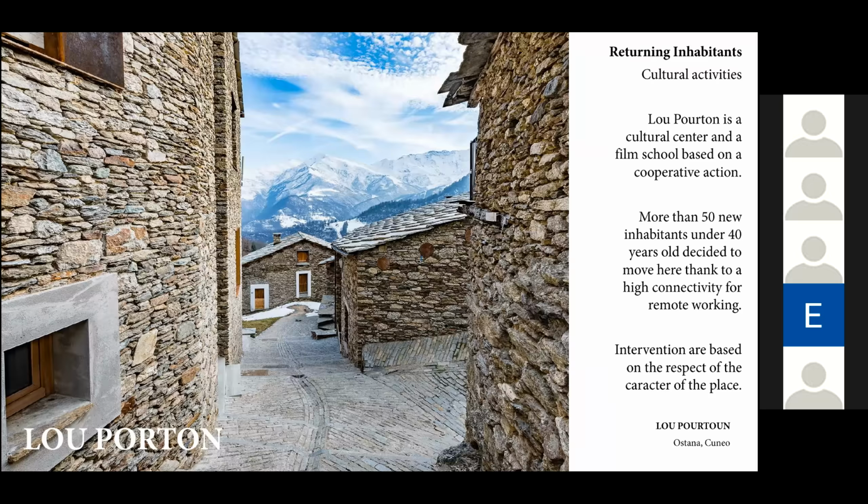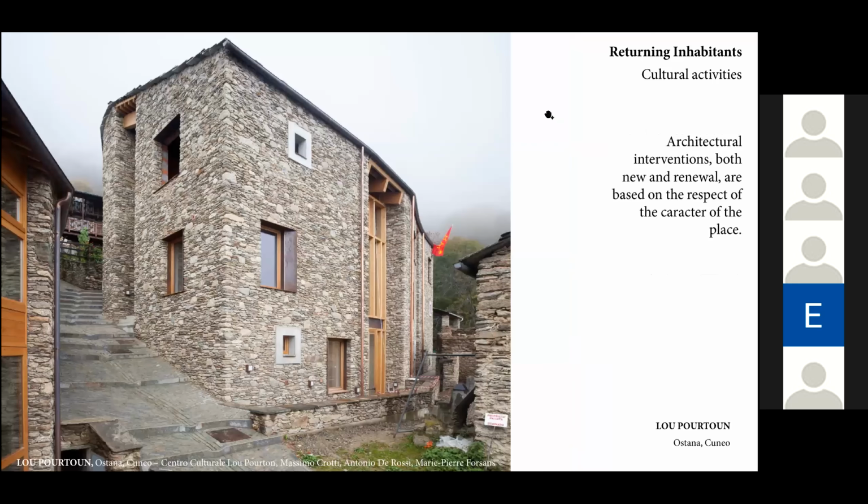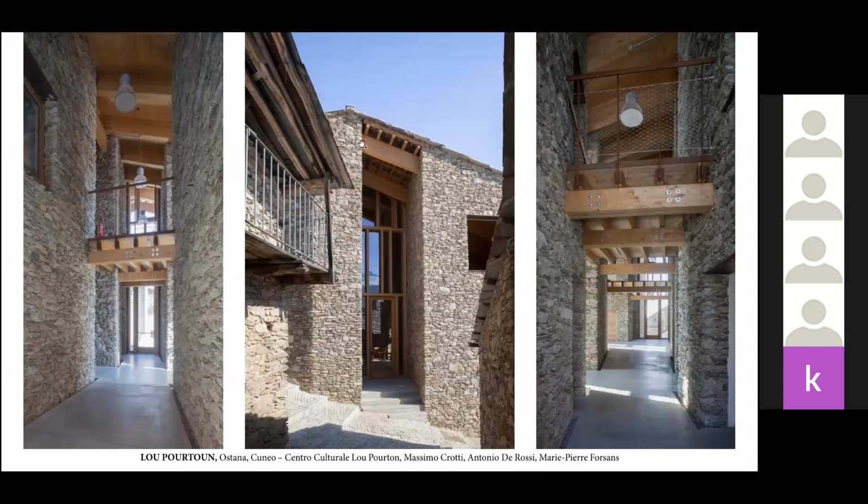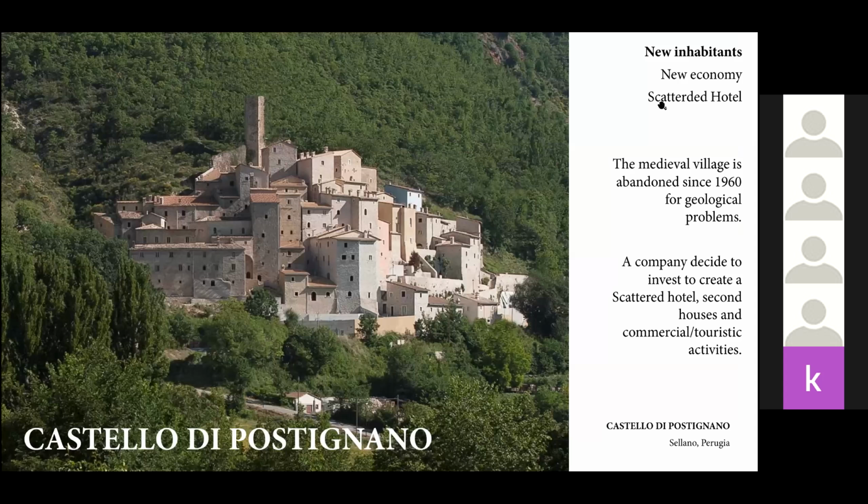The intervention, architecturally speaking, is based on respect for the character of the place. This is, for example, the cultural center designed by a series of architects together with Antonio De Rossi, who is a professor at the Polytechnic of Turin, with the idea of interpreting the local character. So here you can see the new building and some other details that express the contemporary intervention, but with the idea of coming back to the tradition of the materials and languages.